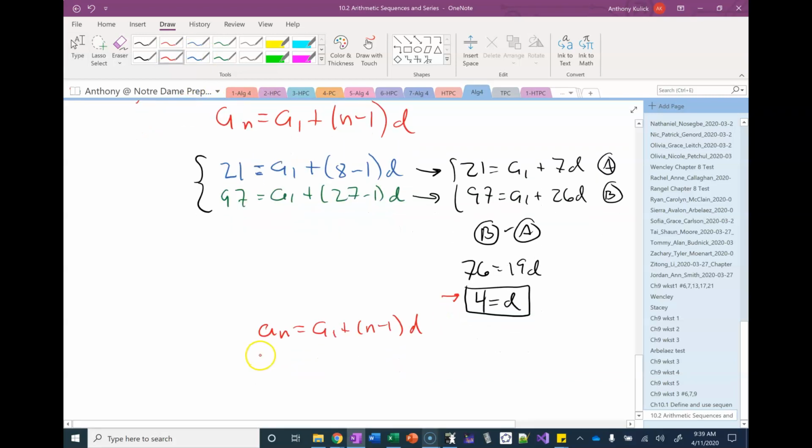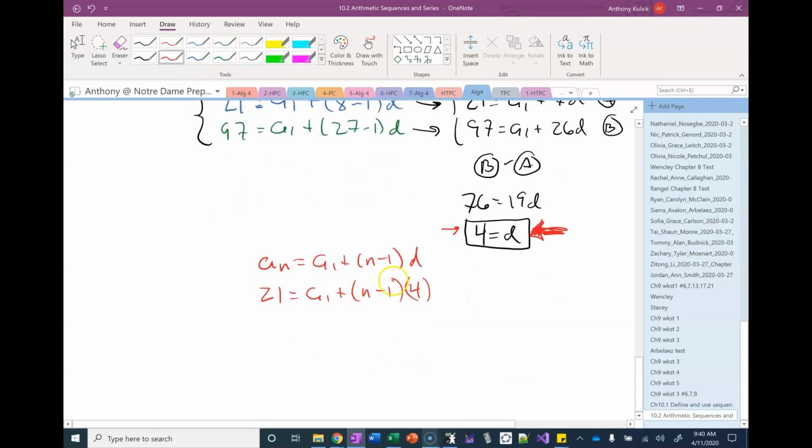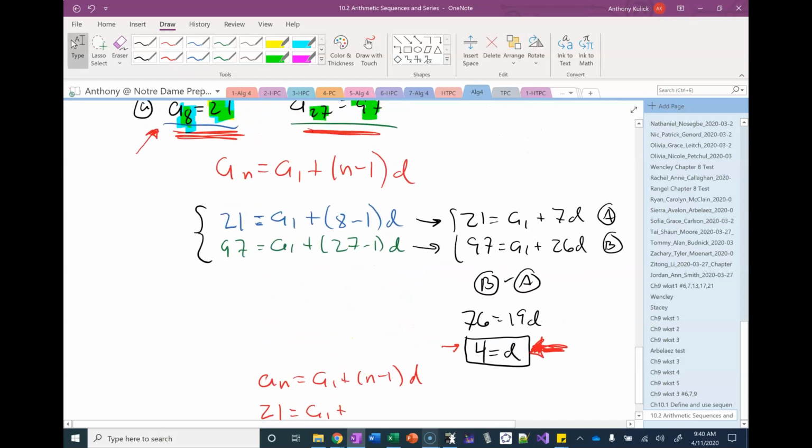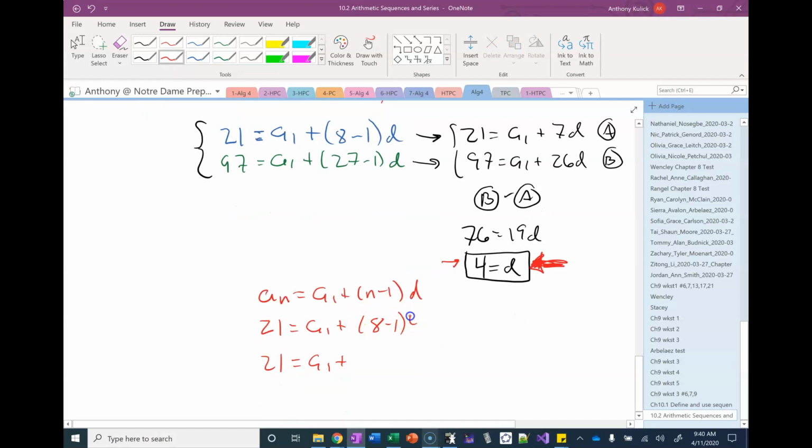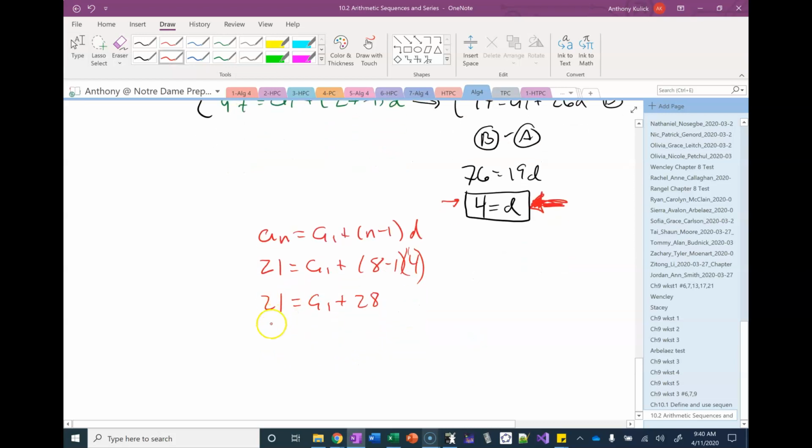So when I plug those in, I can say 21 is equal to a sub 1 plus n minus 1 times d. Again, I know my d. We just found that. Oops, I'm sorry. The n there is 8. So 7 times 4 is 28. And when I subtract 28 from both sides, I get negative 7.